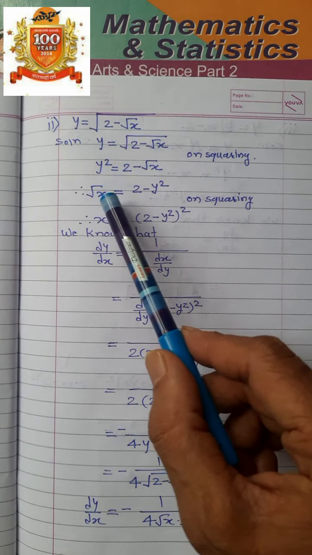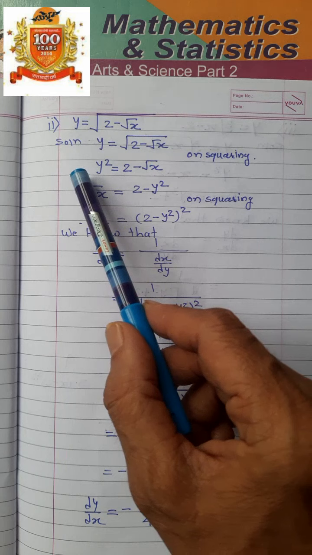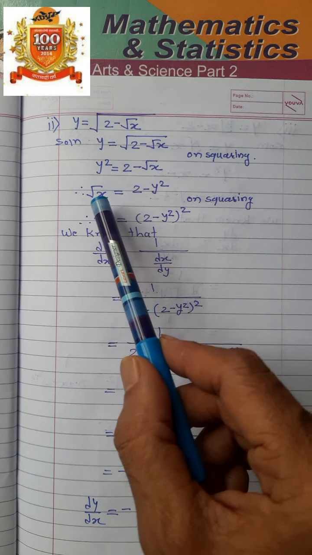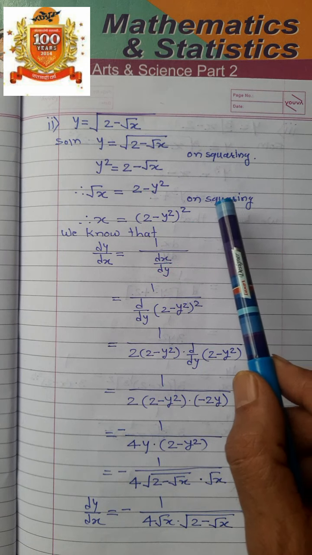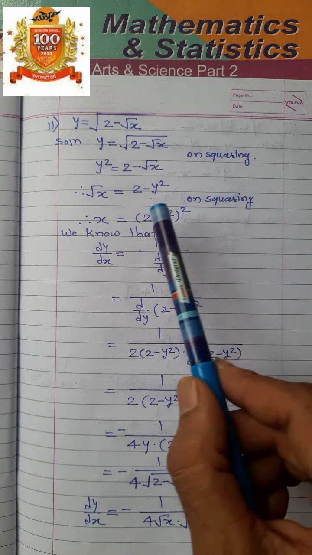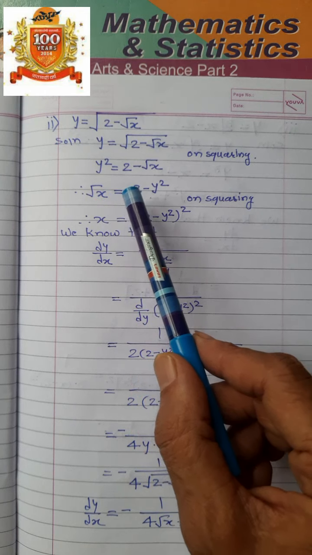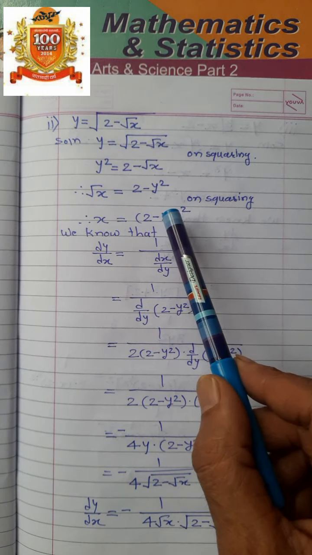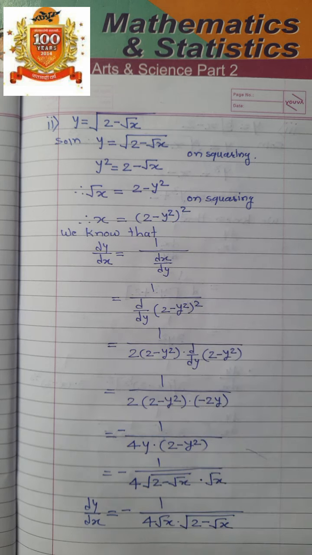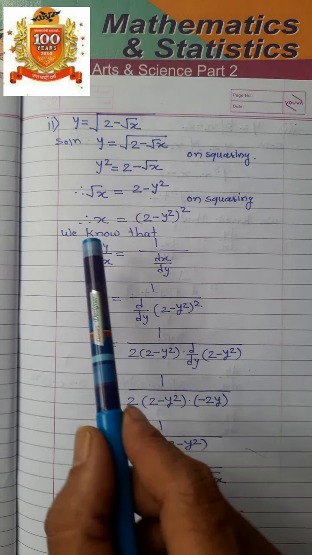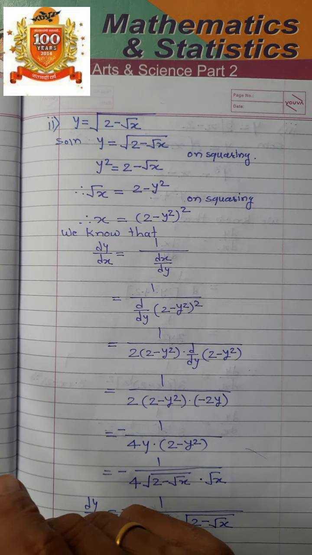Therefore, what do we get for root of x? Transfer this root of x to the left side and y square to the right side. We get root of x is equal to 2 minus y square. Again, we have to square on both sides. On squaring on both sides, we get root of x square, which means x is equal to, in bracket, 2 minus y square, bracket complete, whole square. Now we get the value of x. We express x in terms of y, isn't it?